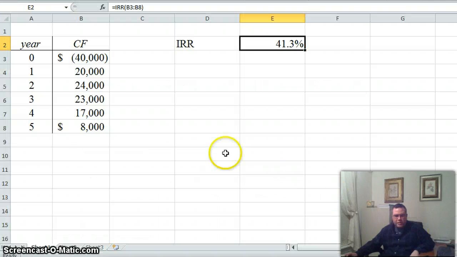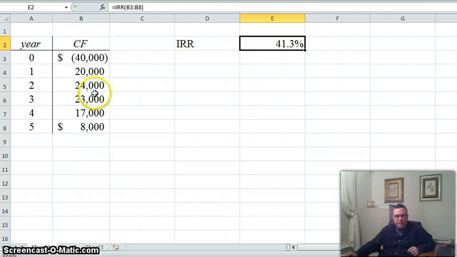IRR is a mathematical relationship where it says, if I were to move all these cash flows through time at the same interest rate, what would equate them all to zero? It's sort of like your break-even net present value. That's a little bit of a difficult concept to understand, so let's not go into it.